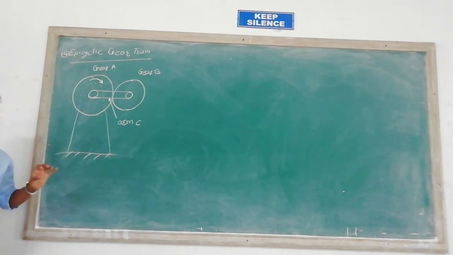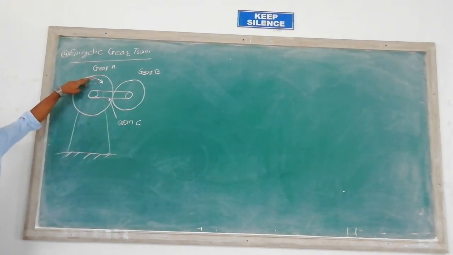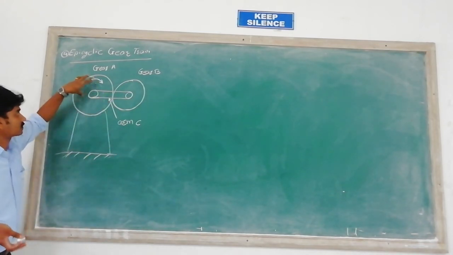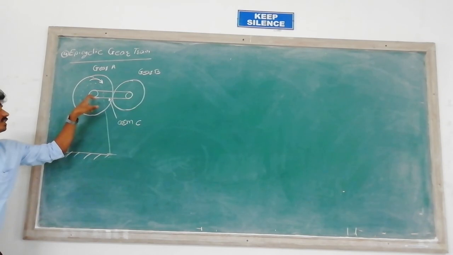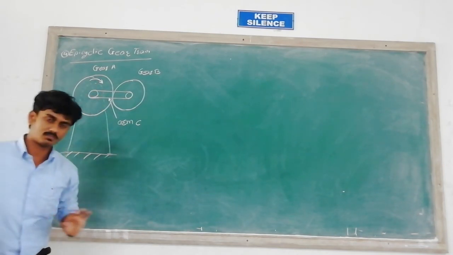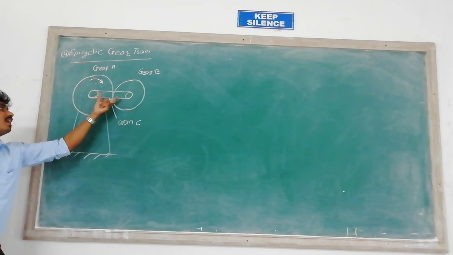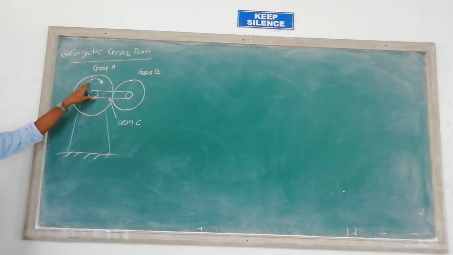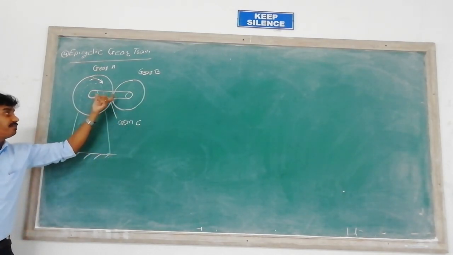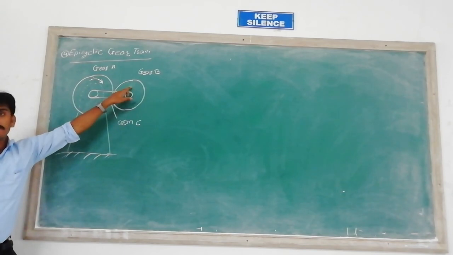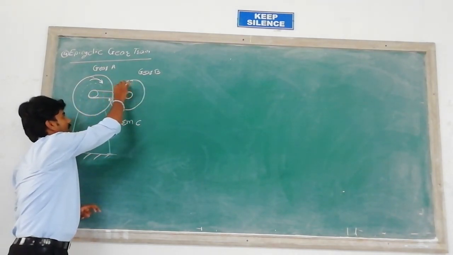So we will see what the epicyclic gear train is. Here gear A is meshing with gear B, and the centers of these two gears are connected to each other with an arm C. Suppose I make this arm C fixed and give a clockwise rotation to gear A. Gear A is meshing with gear B, so gear B will rotate in an anti-clockwise direction.